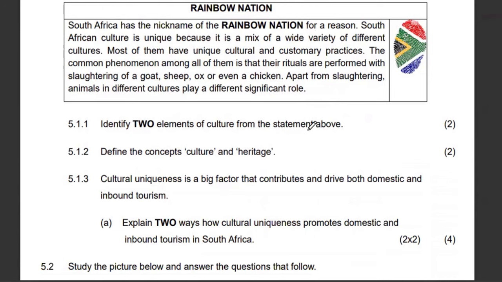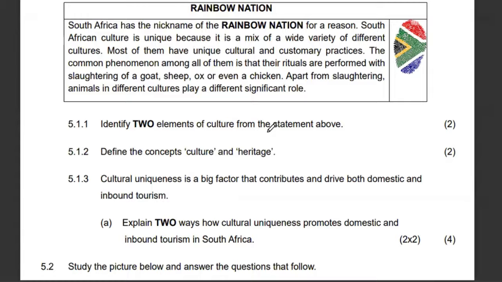Rainbow Nation. South Africa has the nickname the Rainbow Nation for a reason. South African culture is unique because it is a mix and a wide variety of different cultures. Most of them have unique cultural and customary practices. The common phenomenon among all of them is that their rituals are performed with slaughtering of a goat, a sheep, or even a chicken. Apart from slaughtering animals, different cultures play a significant role. So now the question reads, identify 2 elements of culture from the statement above. The question restricts us to the statement above.